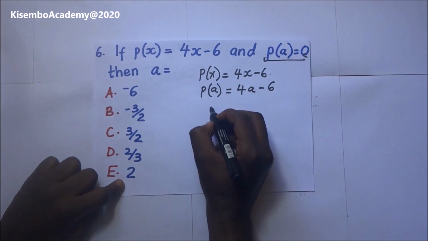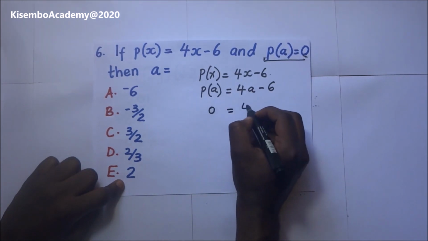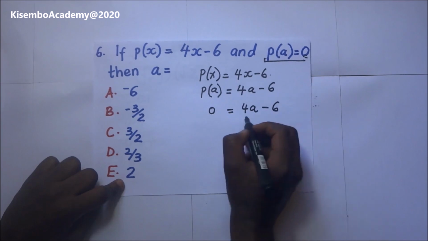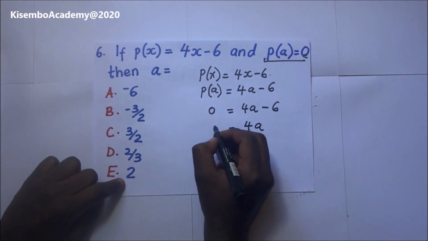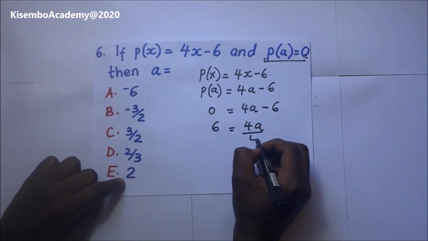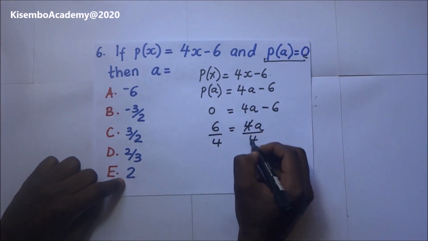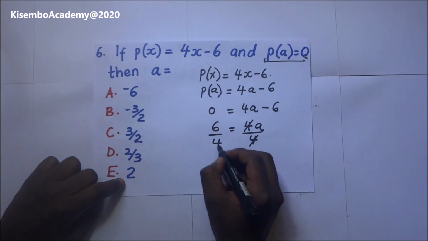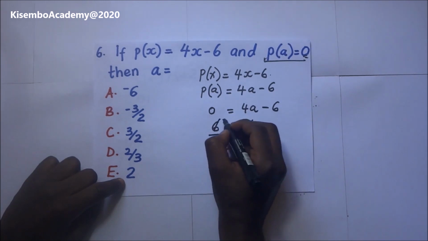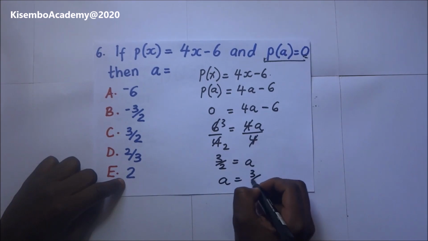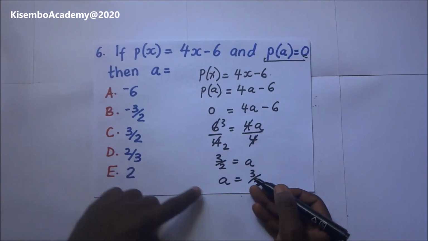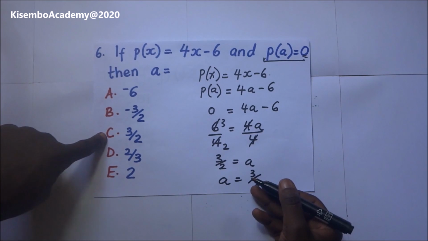So this thing equal to 0 gives us 4a minus 6 equals 0. Go ahead and find the value of a. This becomes 4a being equal to positive 6. When we divide both sides by 4, we end up with a as 3 over 2. So our value of a is 3 over 2, and that makes C the answer.